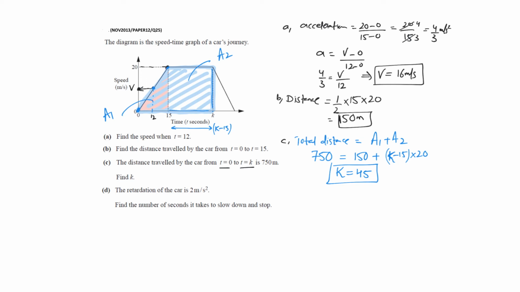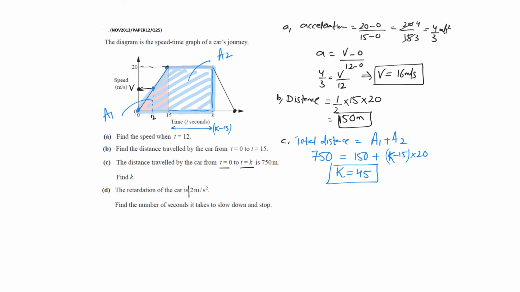Moving on, the question says that the retardation of the car is 2 meter per second square, which means that the gradient of this car is 2 meter per second square. Find the number of seconds it takes to slow down and stop, which means I know that the car is stopping at this time. I am interested in finding the time it takes by the car for stopping. So this is the time duration that it takes for stopping. So let's find out the value of the time. Let's find when does the car actually stop in terms of time.